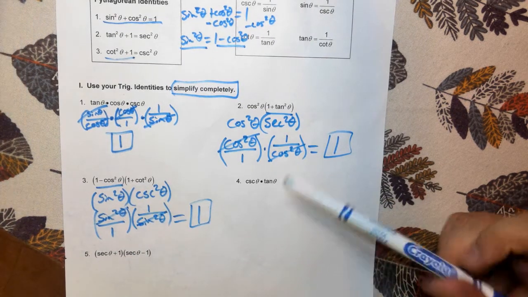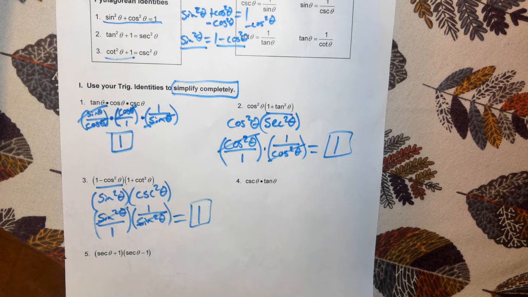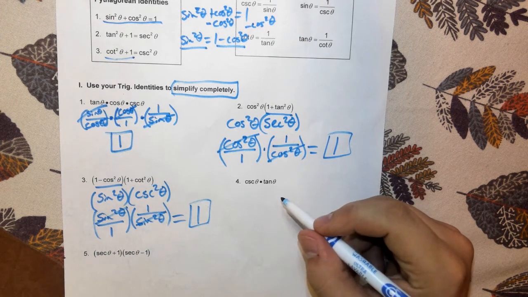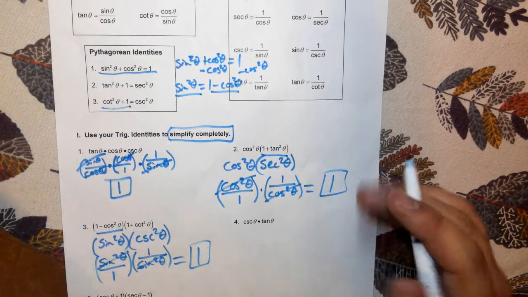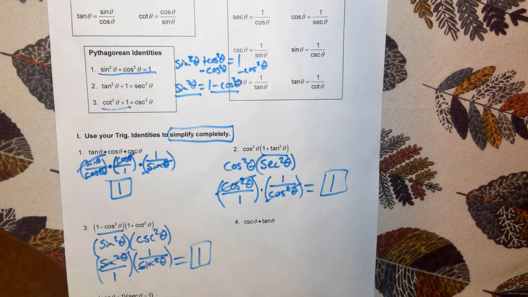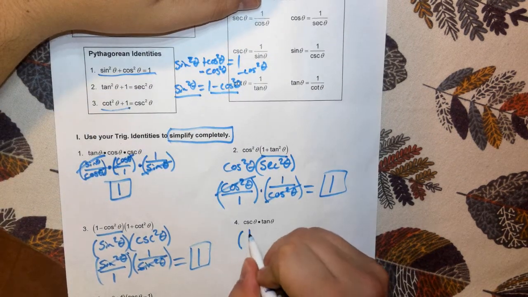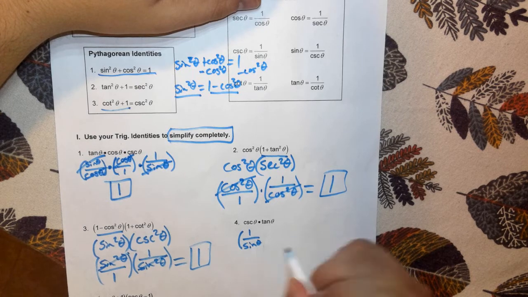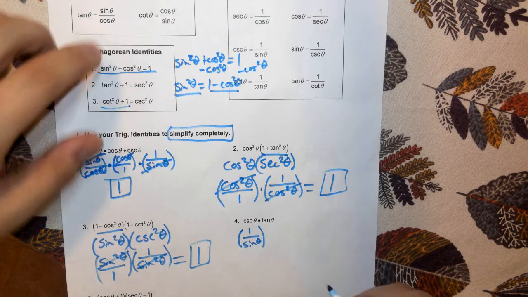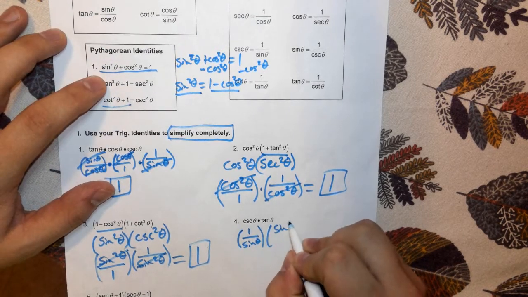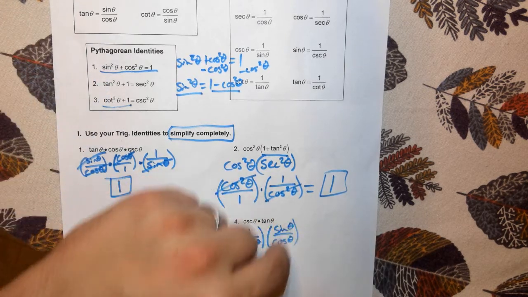Let's start with these last couple here. Cosecant theta times tangent theta. Again, no squareds. So what I want to do with that one is just change them to sines and cosines. Cosecant is just 1 over sine, so let's change that to 1 over sine theta. Tangent is my quotient identity, sine over cosine, so that's just sine divided by cosine.